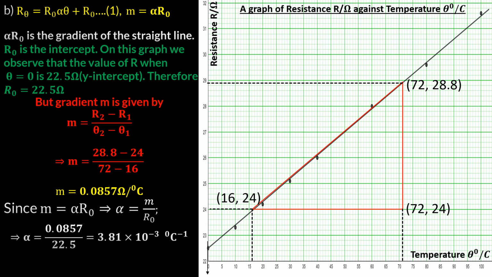Now going to the last part of the question, which asks us the physical significance of R0. So R0 is simply the resistance of the wire at 0 degrees Celsius. So this generally brings us to the end of this video, and in the next video we are going to analyze the case of an exponential graph where linearization will be necessary.